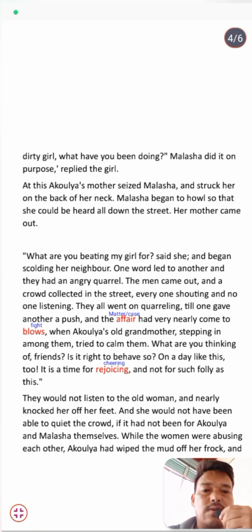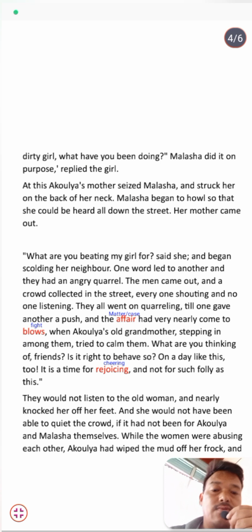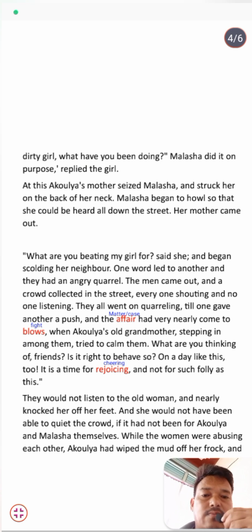Alyoka's old mother, the grandmother, came there to calm down the crowd. "What are you thinking of, friend?" she said. "Is it right to behave so? This is not right to behave like this on a day like this."